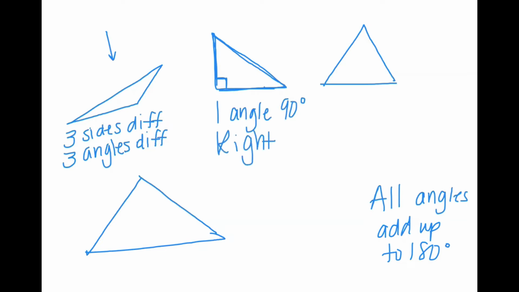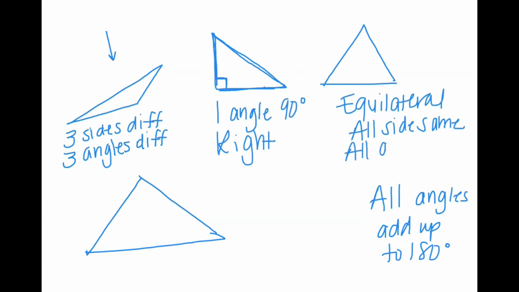Then we have what is called an equilateral triangle. An equilateral triangle gets its name because all sides are the same and all angles are the same. Okay, and we can distinguish them because they'll have lines like that. And the lines, sometimes it's one, sometimes it's two. The lines mean that they're the same, okay?